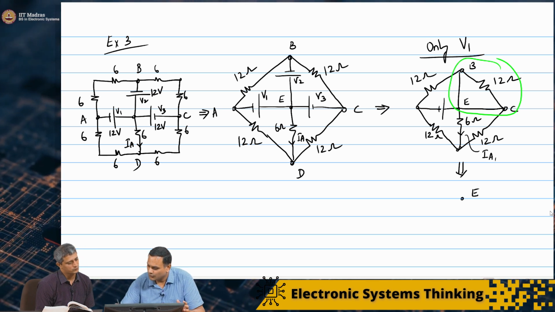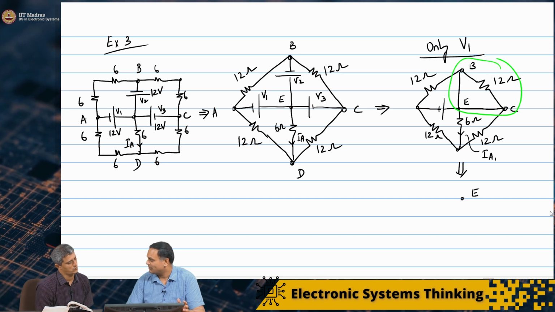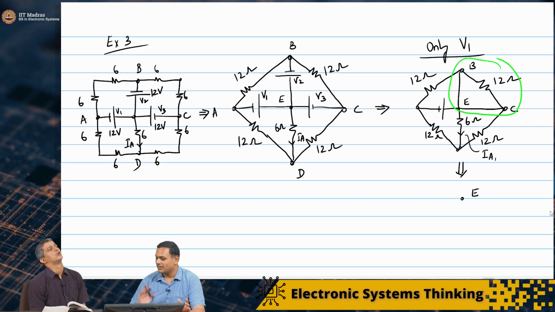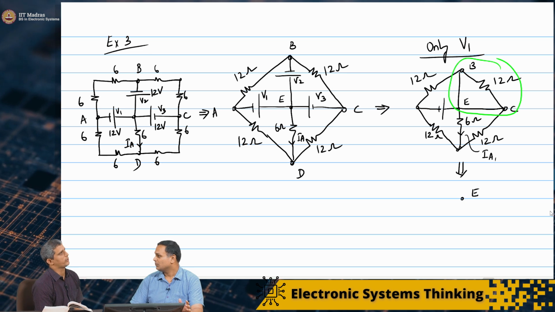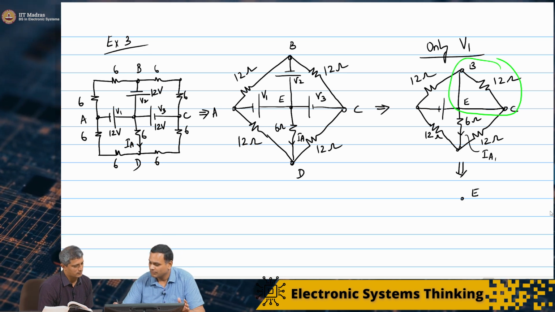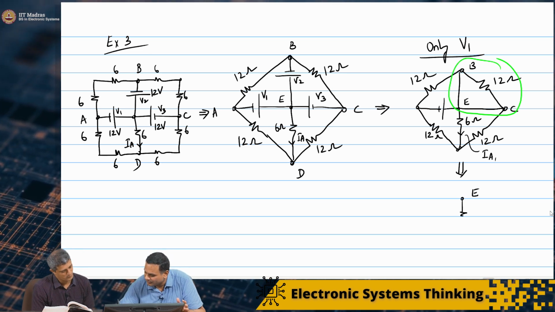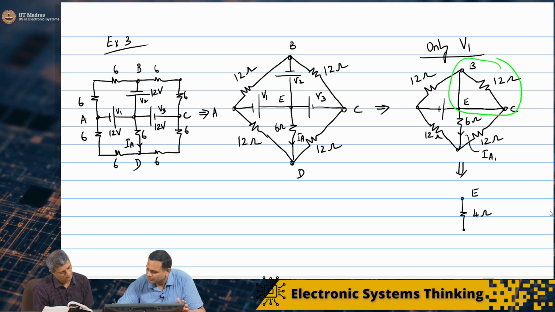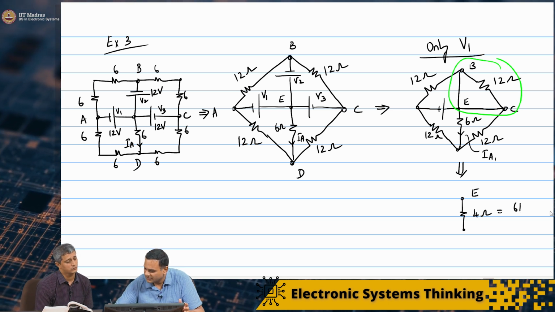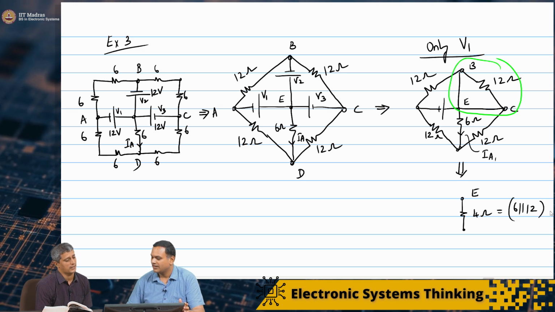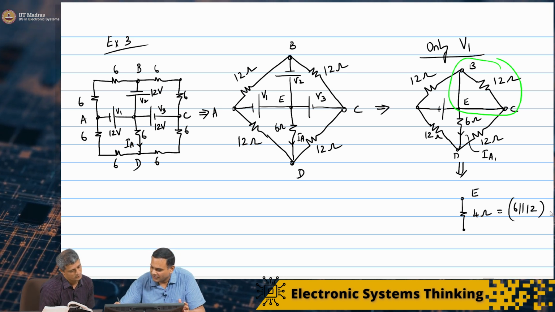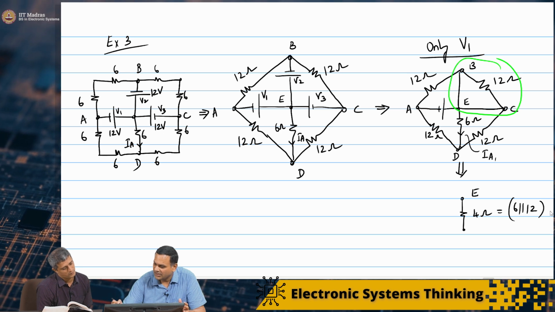So I have 6 ohms and 12 ohms in parallel. So shall I just draw a resistance? 72 by 18, 4 ohms. So basically I have 4 ohms, which is 6 in parallel with 12. Right. So let me mark D, A, B, E, C.